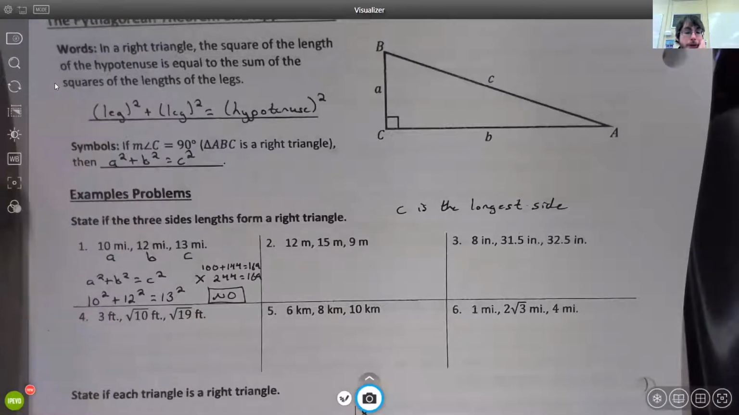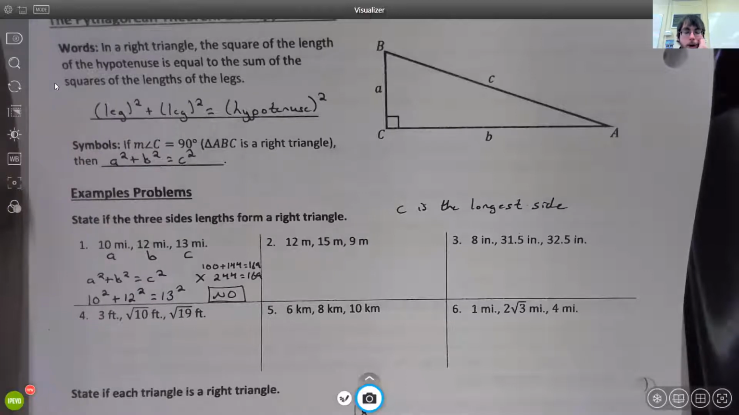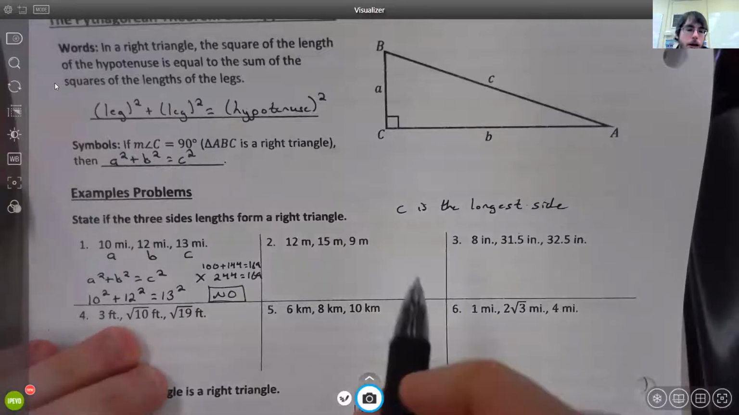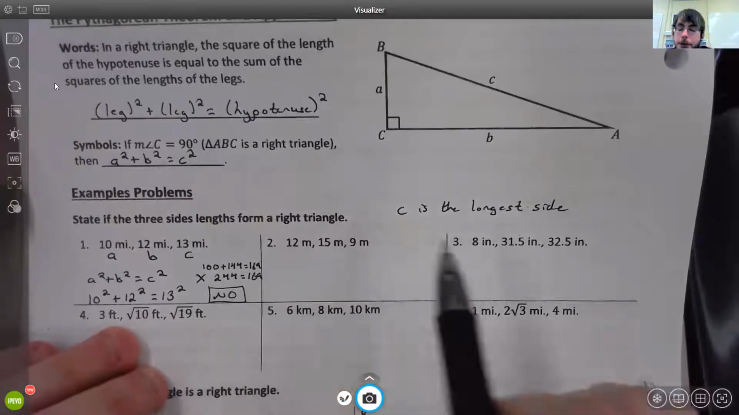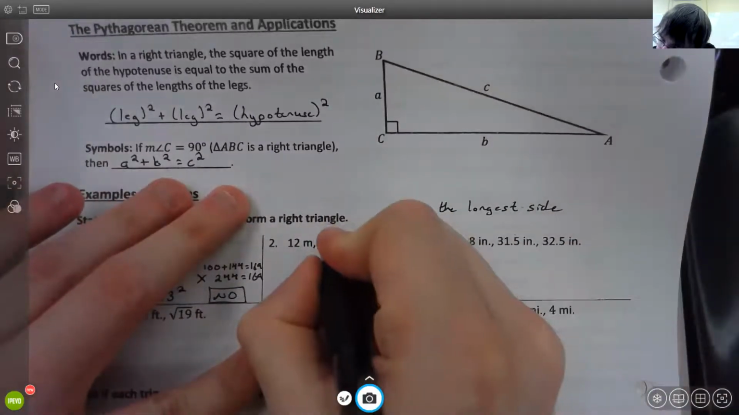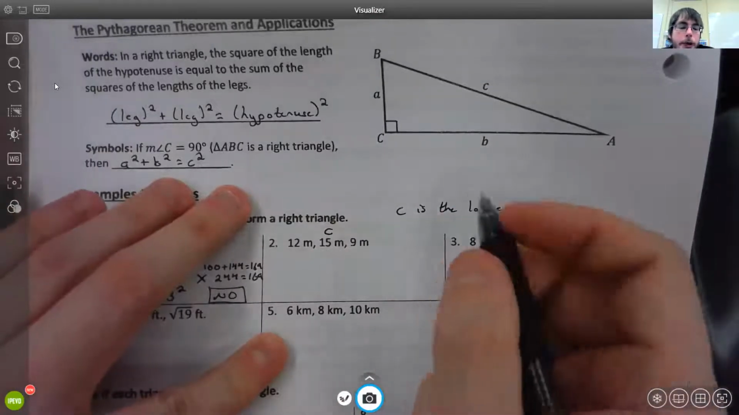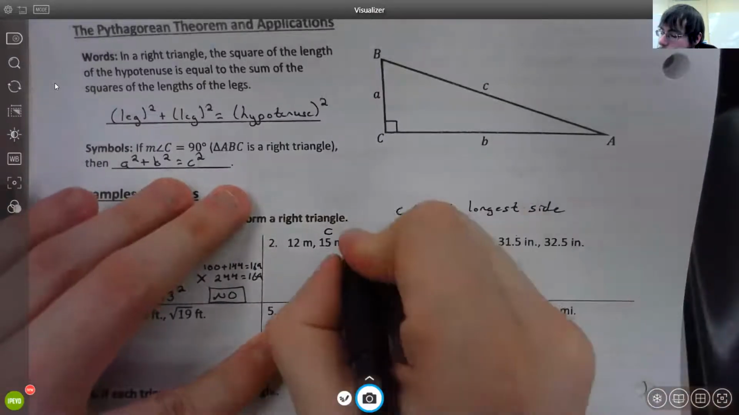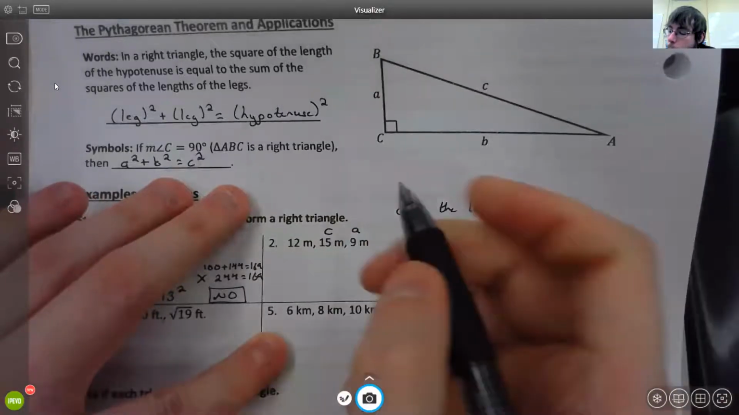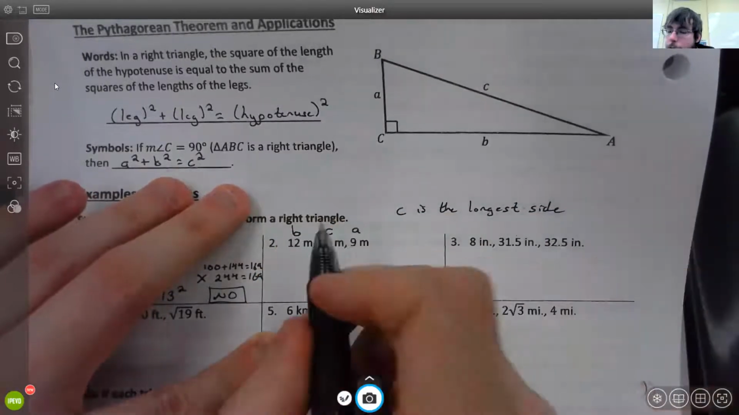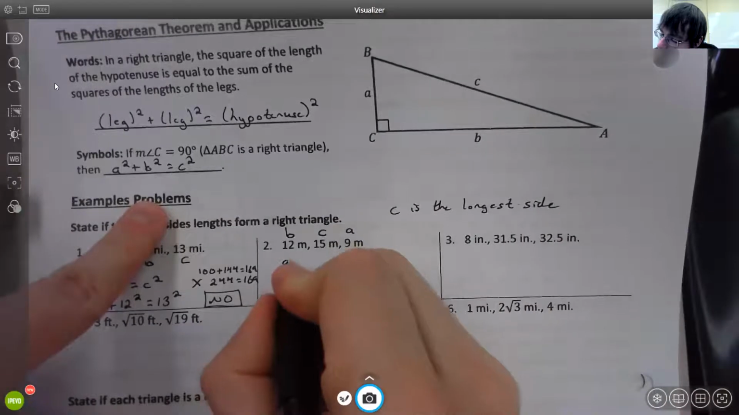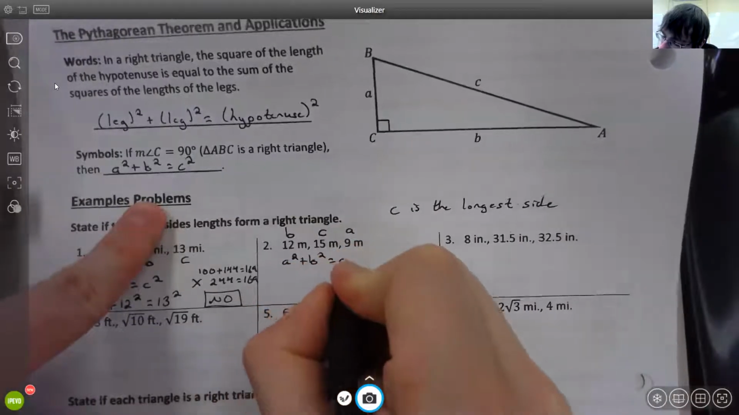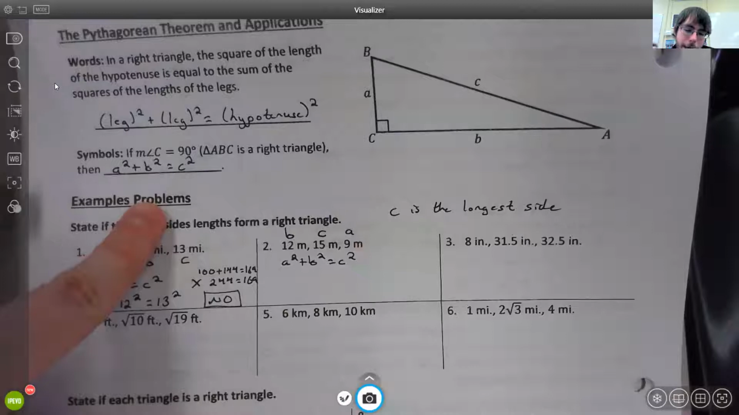All right, number 2. Again, we want to find what our longest side is first, then figure out what our legs are. So the longest side here, we have 12, 15, and 9. Well, the largest number here is 15. So that's going to be our C value. A will be our shortest leg, which would be 9. And B would be 12. For this to be a right triangle, again, it has to satisfy A squared plus B squared equals C squared. And we're going to plug those values in.